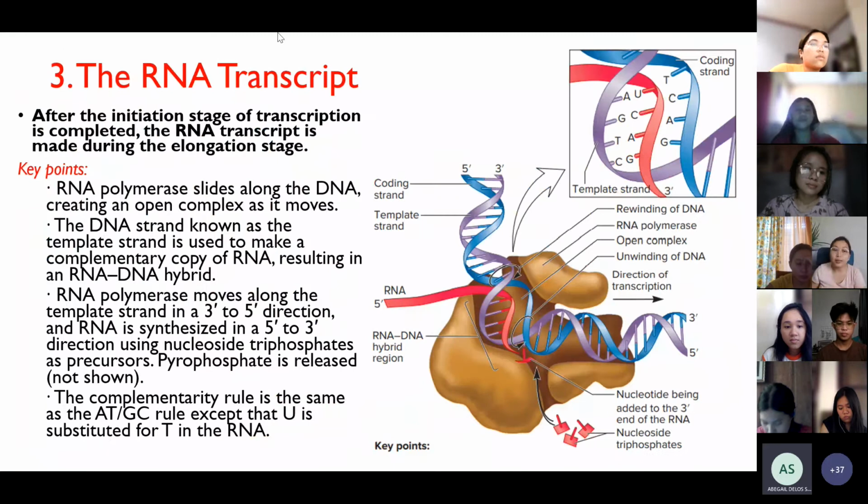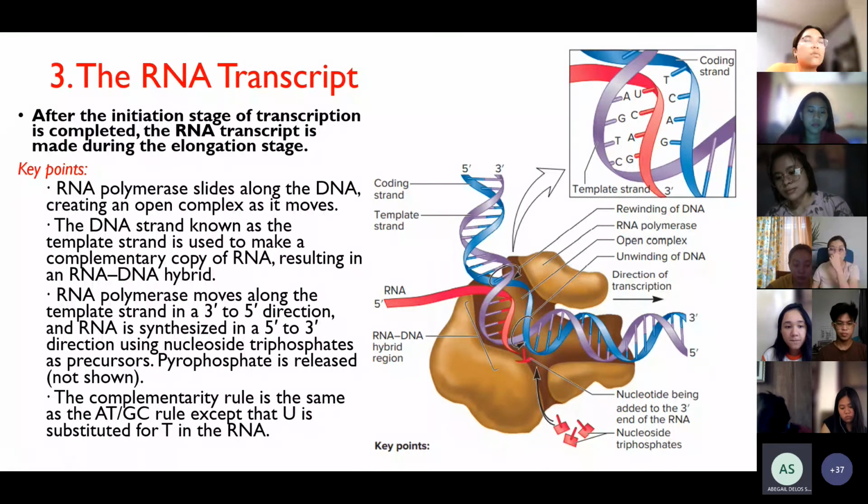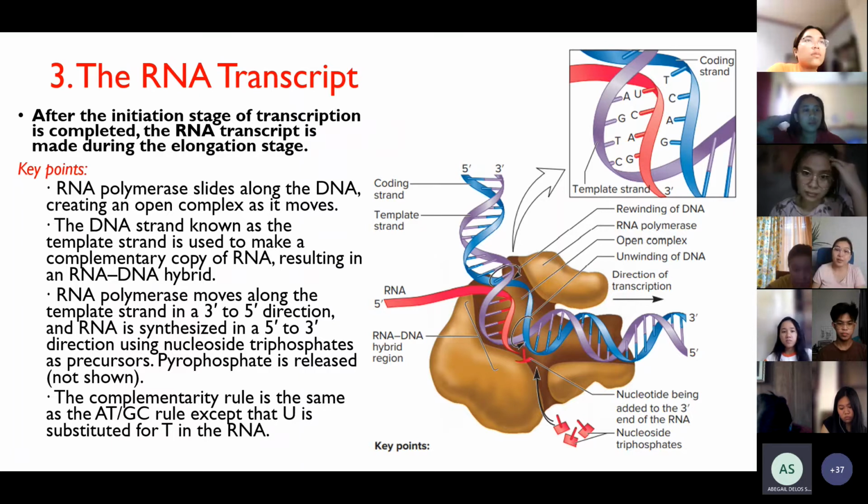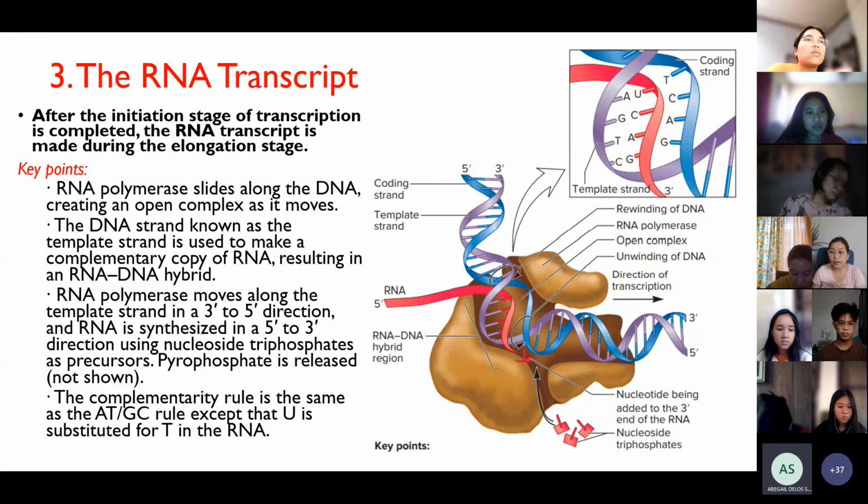Next, the RNA transcript. After we have initiated the transcription process, the transcript would be made during the elongation stage. So the RNA polymerase would move along the DNA, causing it to unwind, and the DNA would be used as a template for the RNA synthesis.